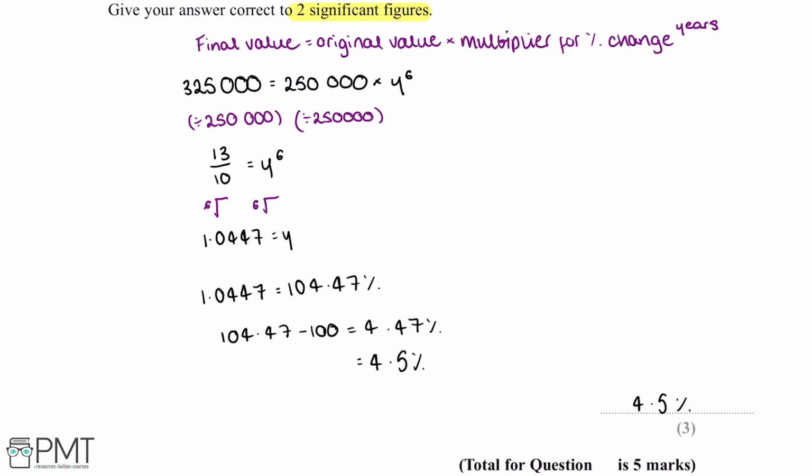Now this question's worth 3 marks. We'll get 1 mark for working out the multiplier for the 6 years, which is 13/10. Our second mark for working out the multiplier for 1 year, and our third mark for the correct percentage increase.